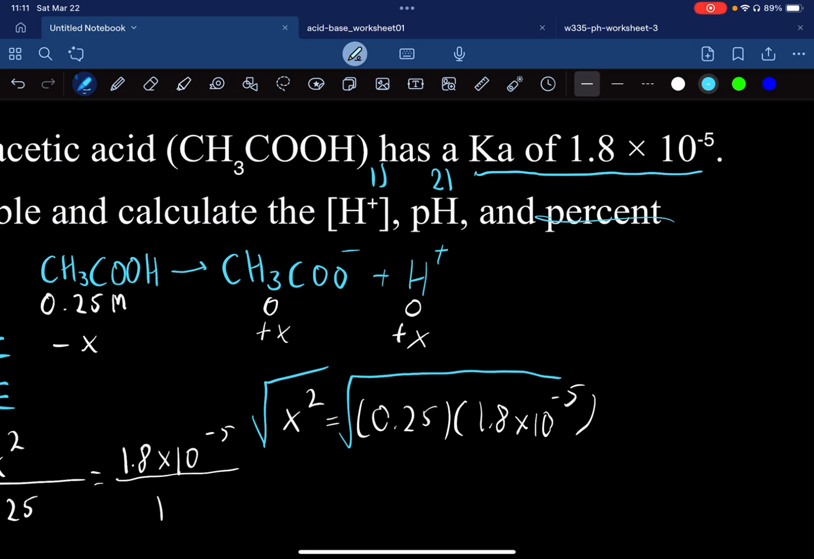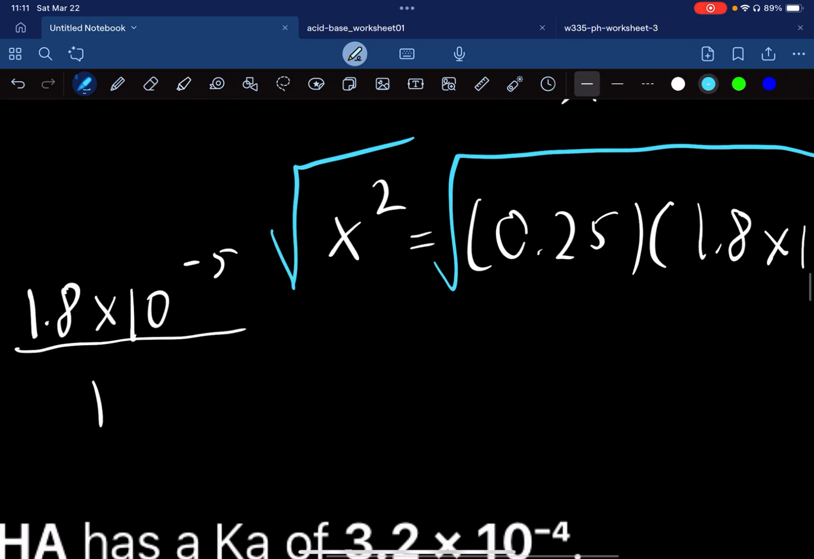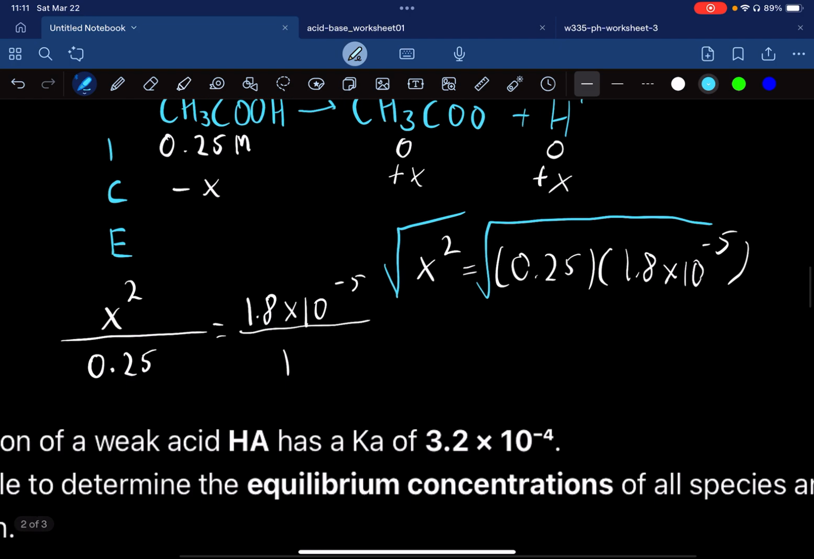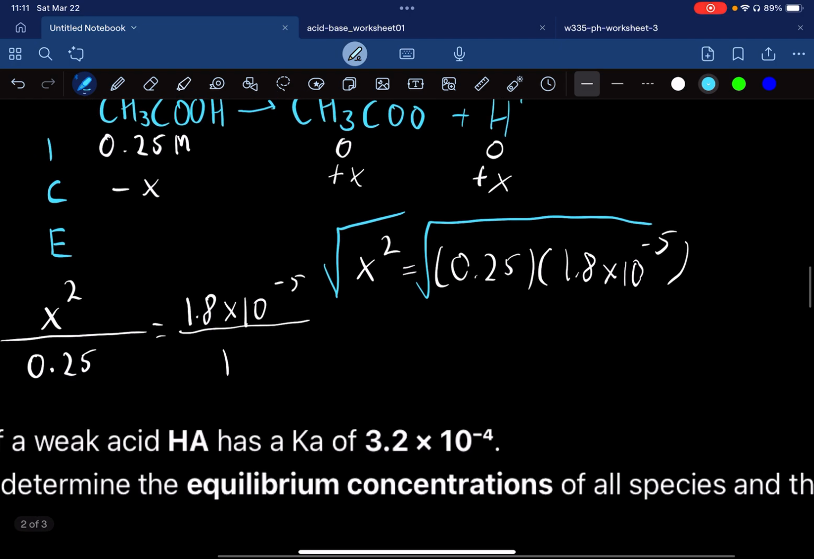Then we're going to find the pH. All right. So plug this into your calculator. I'm going to find x squared first. Actually, you know what? I'm just going to go straight into it. Okay.